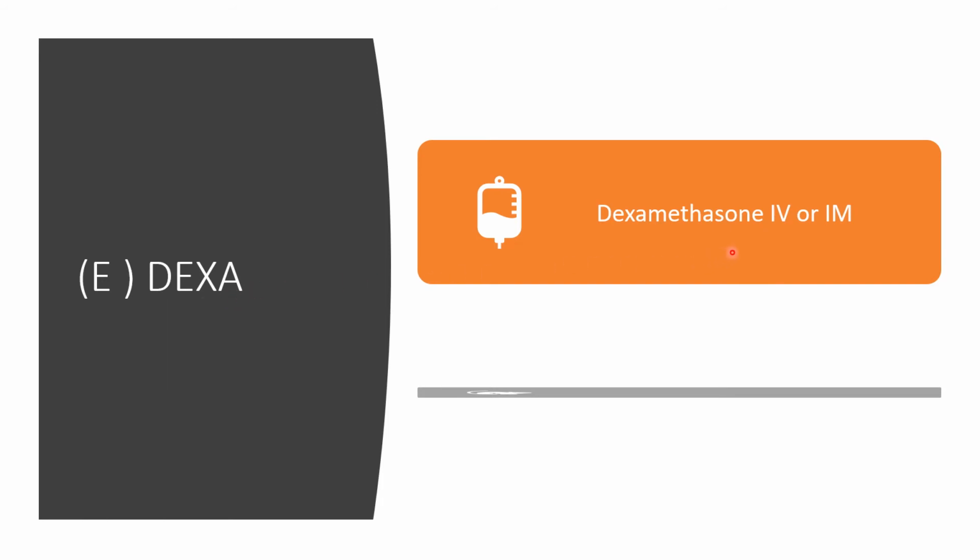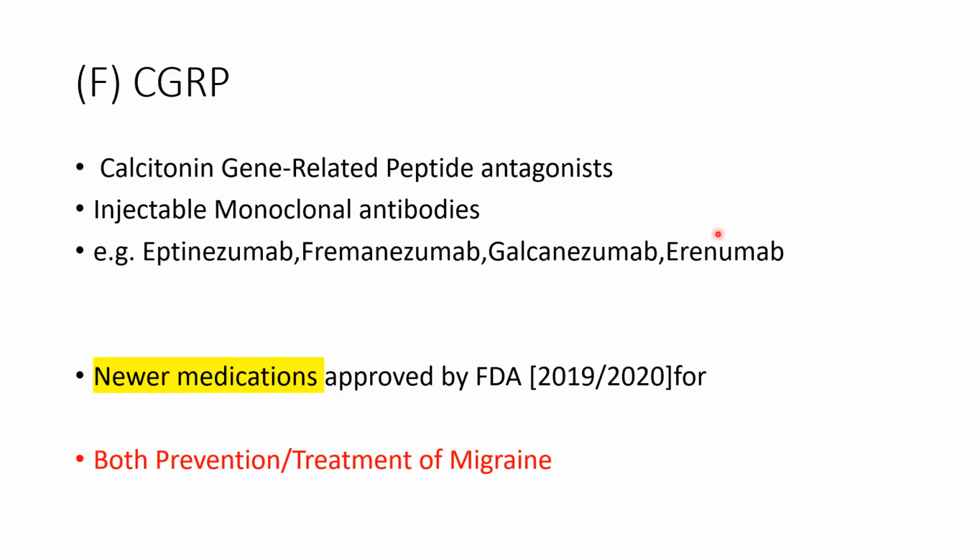Dexamethasone may be helpful intravenously or intramuscularly. CGRP, we came across it earlier. That is calcitonin gene-related peptide antagonist. They are injectable monoclonal antibodies, and examples are here. There are newer medications, but already approved by FDA in 2019 and 2020 for both prevention and treatment of migraine.